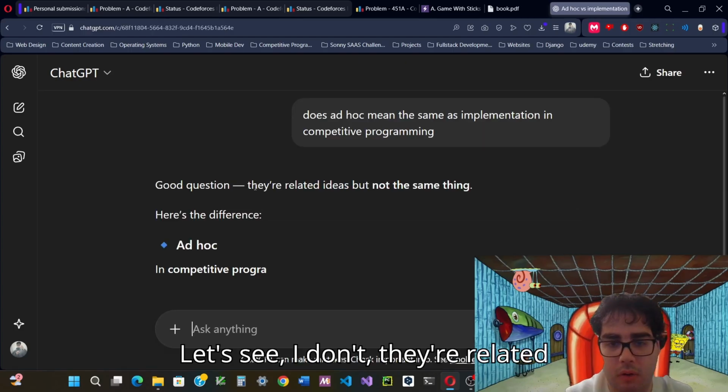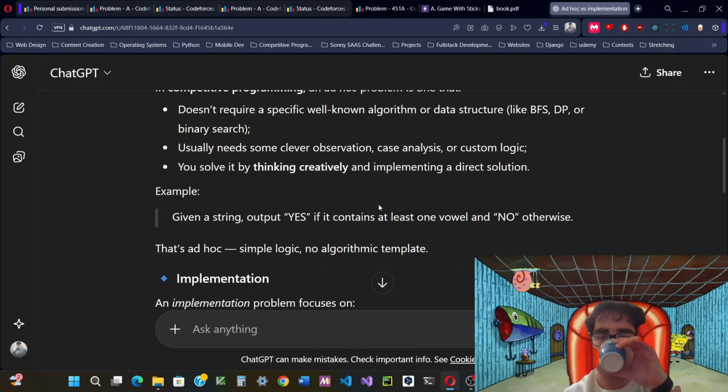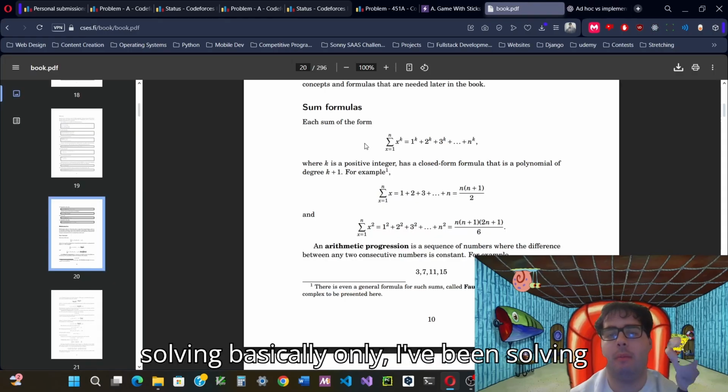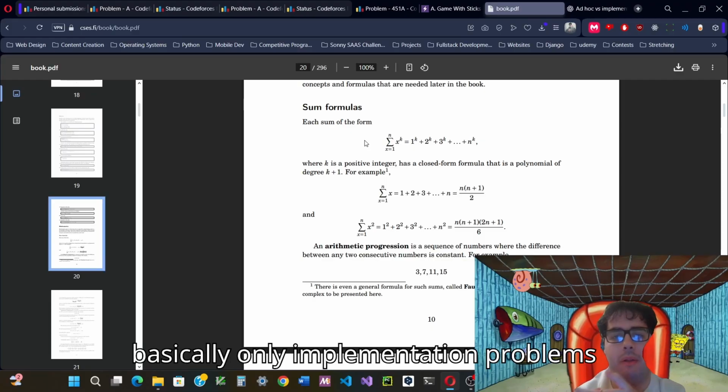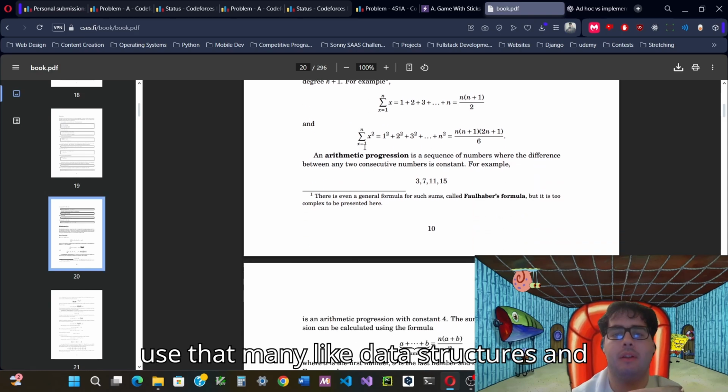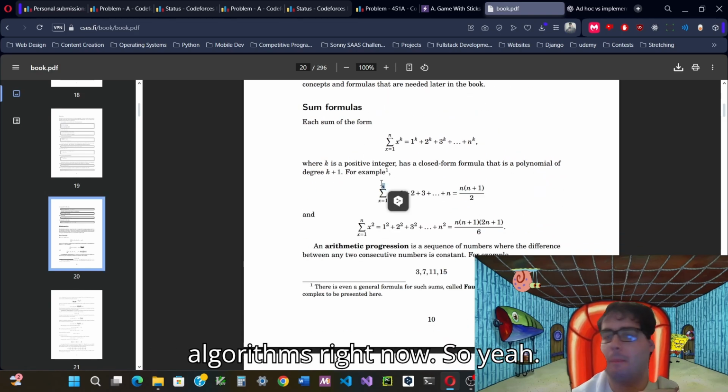They're related ideas, but what I was trying to say is I've been solving basically only implementation problems because I don't really know how to use that many data structures and algorithms right now.